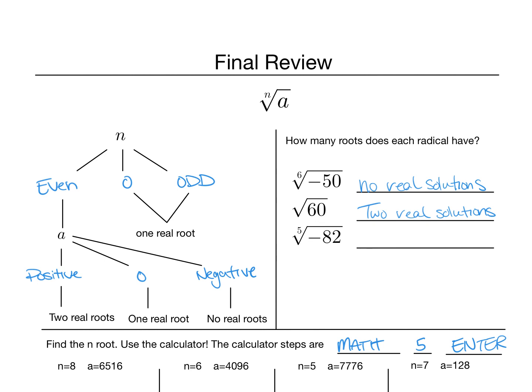Now, for the last one, hopefully you see the pattern. By now, we're looking at that number 5 on the outside first. It is an odd number. And at that point, it doesn't even matter what's inside the root. It's going to be one real root, one real solution.